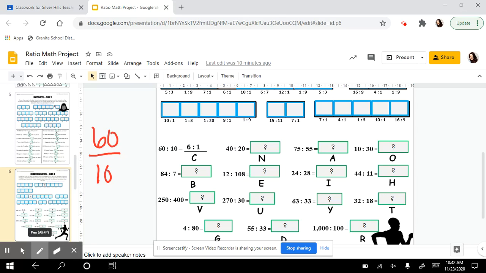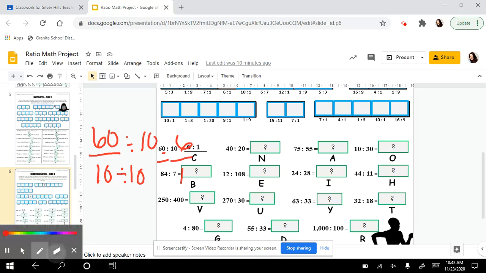So in this case, I'm going to say, okay, what divides into 60 that also divides into 10? And the biggest number that works is 10. And I would get 6 over 1, which is what they got here, that 6 to 1 ratio.